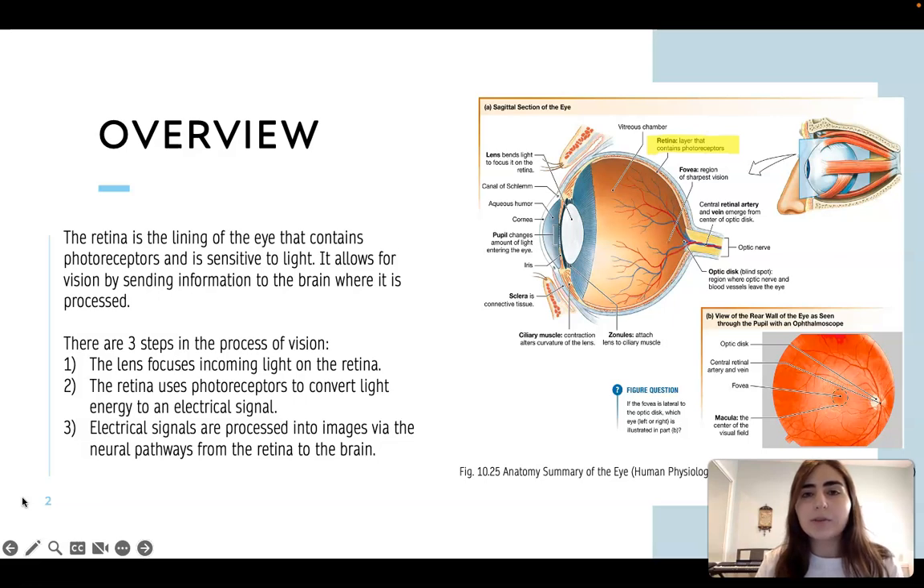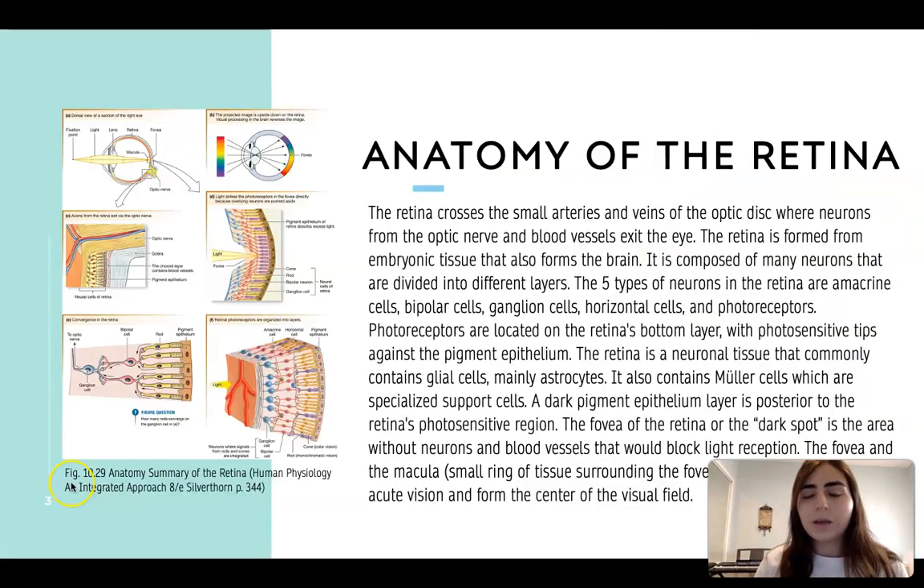The first step is that the lens focuses incoming light onto the retina. The second step is that the retina uses photoreceptors to convert this light into energy, in the form of electrical signals. The third step is that these electrical signals are processed into images via the neural pathways from the retina to the brain.